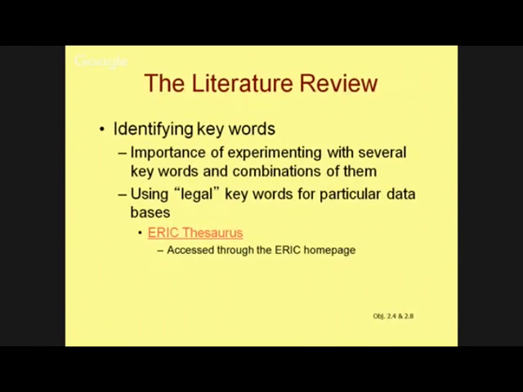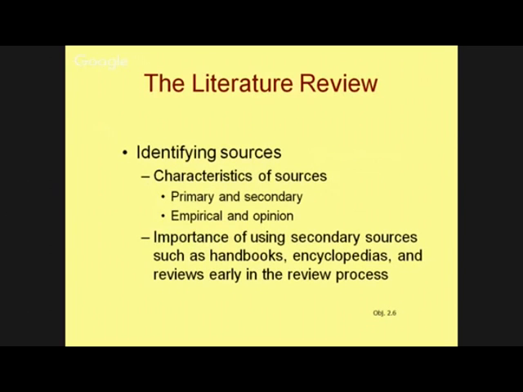Now see, identifying keywords. So I've given you the example. Now go to identifying sources. So I said there can be primary source, there can be secondary source. There can be opinion of the people, just opinion they have expressed. Other case may be where they have gathered empirical data. They have collected data and then on the basis of data, they come to certain conclusion.